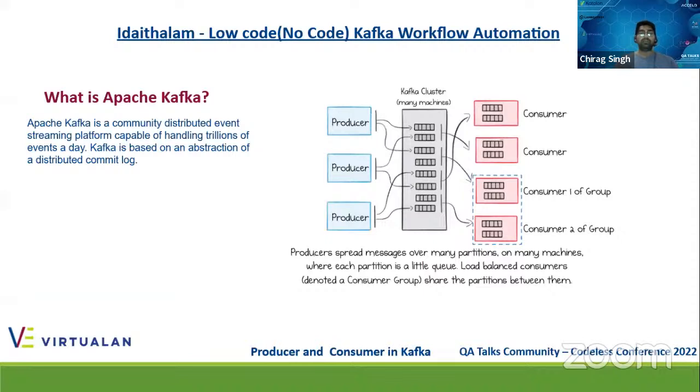So now we will discuss what is Apache Kafka. Kafka is a community distributed event streaming platform. It is an event streaming platform, and the main purpose, as you can see in this image, is that a number of producers produce events to a Kafka cluster, and then consumers are consuming that topic and consuming those event messages. This is the whole architecture provided by Kafka.